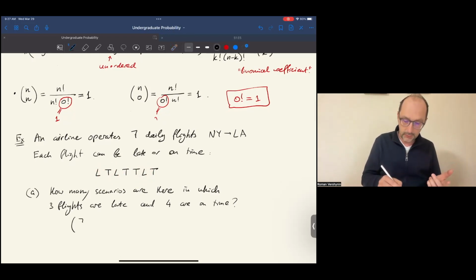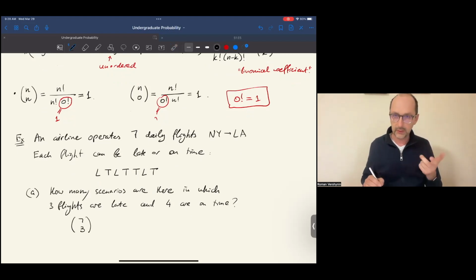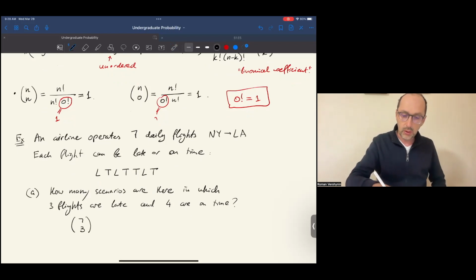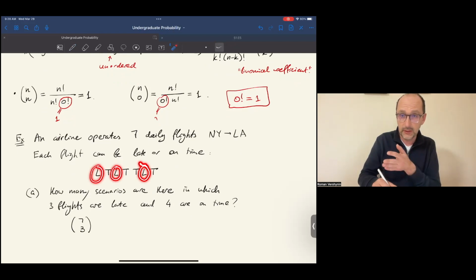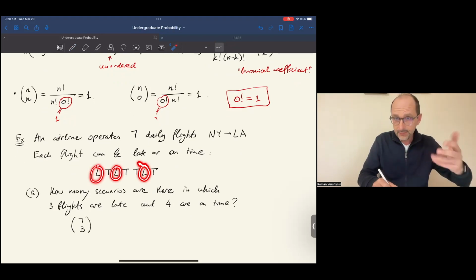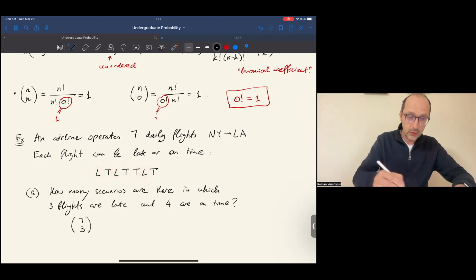Well, there are 7 total flights. We would like to choose which ones are late. So there are 7 choose 3 ways to choose the late flights. Once the late flights are chosen, we're done. We don't have to select the flights that are on time, obviously, because they're determined by the late flights. If I know which flights are late, then I automatically determine which flights are on time. This is the rest of them. So the answer is 7 choose 3, which is 35.